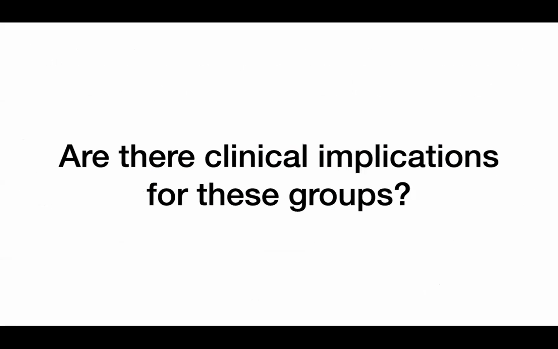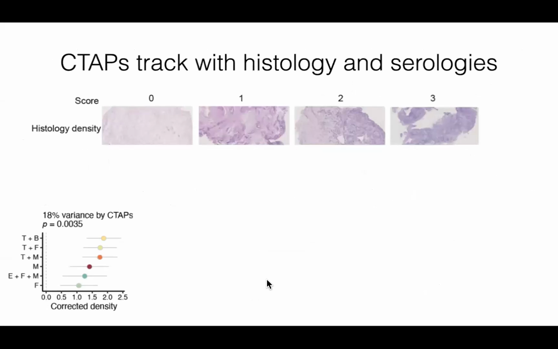So are there clinical implications for this group? That was our first question. Are these patients all the same, or if you have these different phenotypes, might you be different? The first thing we did was look at histology, at several histological markers. One is density, which is how dense your immune cells are, and you can see that this group of patients is different.